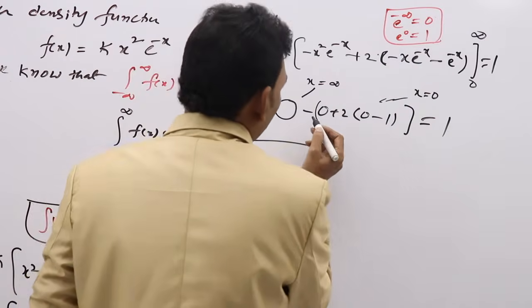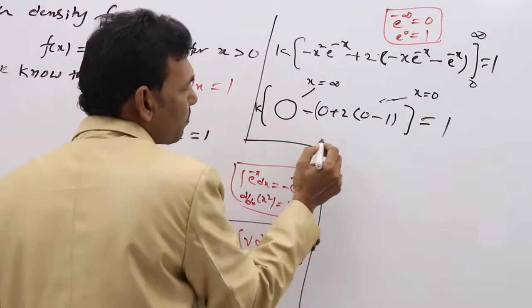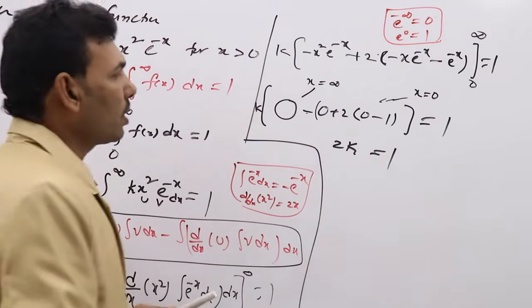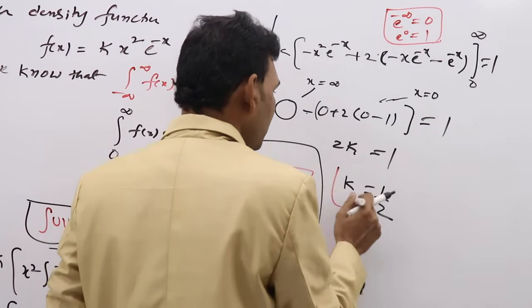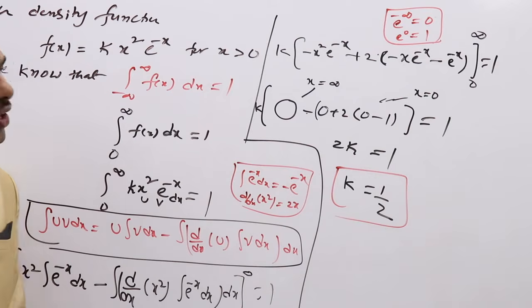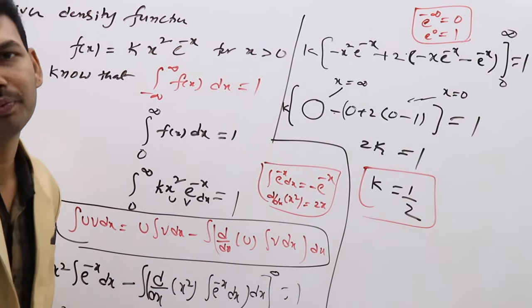Now what you are having? Minus into minus, minus 2 you are having, minus into minus plus. So 2k equal to 1. Now what is k? K equal to 1 by 2. This is what we need to evaluate, the k value. Clear? Any doubts you may express anywhere. K value is 1 by 2.